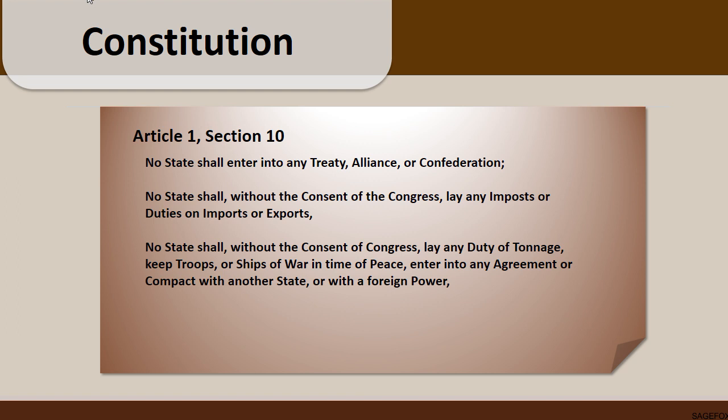And we talked about this before. If the state does for some reason put on a tariff, then the federal government gets the money anyhow. And then no state shall, without the consent of Congress, lay any duty of tonnage, keep troops in a state of war, or enter into an agreement or compact with another state or with a foreign power. So again, states cannot create treaties or agreements or compacts with other countries.